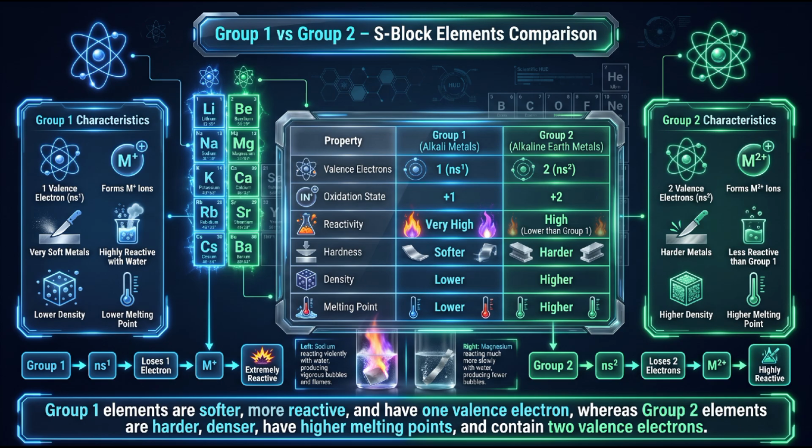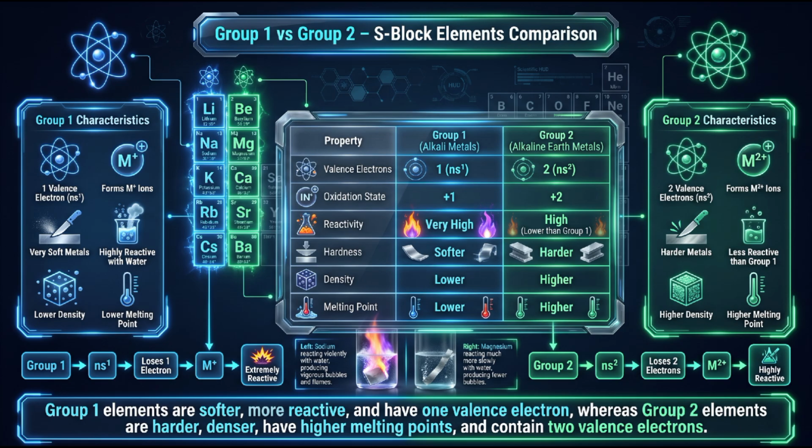Group 2 elements, on the other hand, contain two valence electrons. They lose both electrons during chemical reactions to attain a stable noble gas configuration and therefore always form ions carrying a +2 charge. For example, magnesium forms Mg²⁺ and calcium forms Ca²⁺. This difference in electron loss also explains the difference in oxidation states.